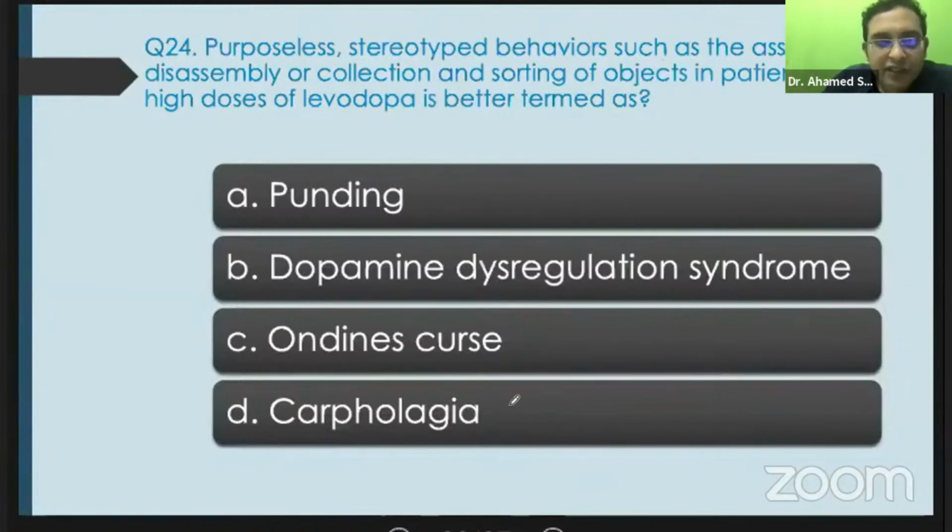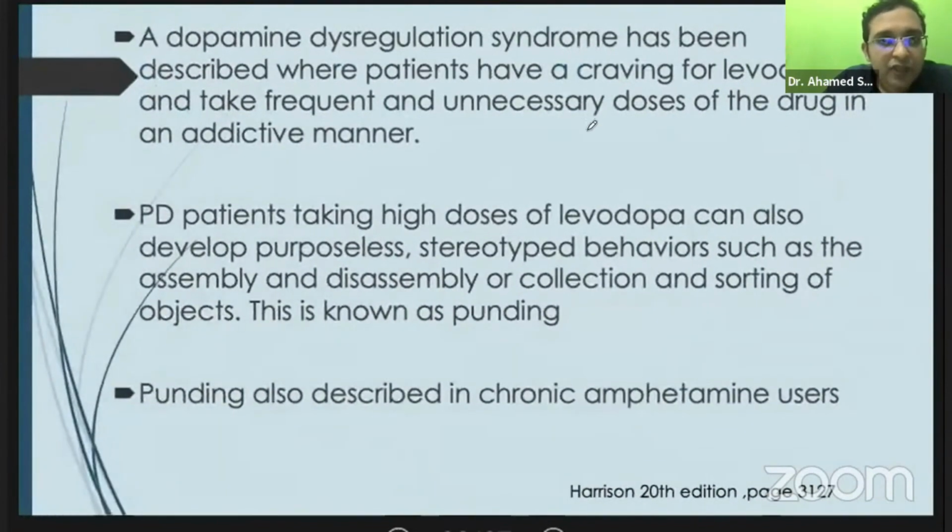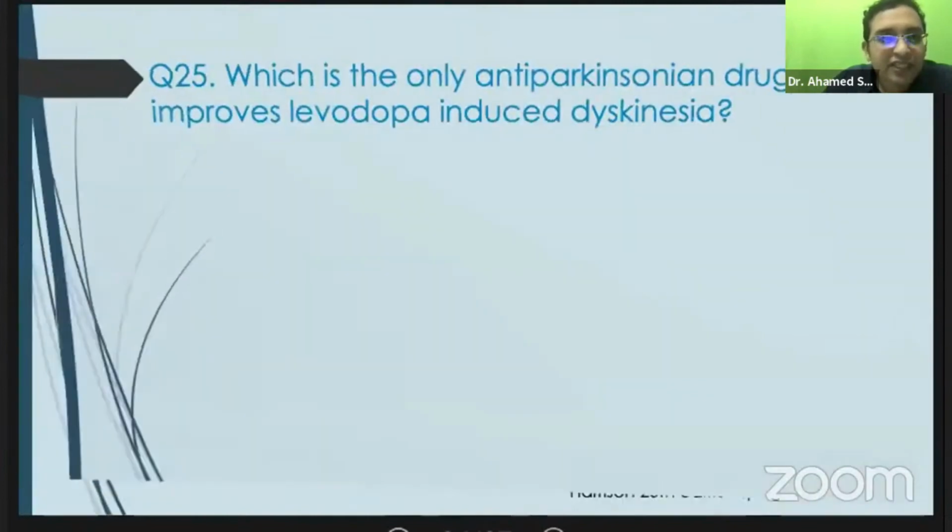Carpal tunnel is associated with thallium poisoning. Ondine's curse is actually a central hypoventilation syndrome. Ondine was actually a nymph, the German story, you must be knowing. Central hypoventilation syndrome, PHOX2B gene, and all. Dopamine dysregulation syndrome is another dopamine-related syndrome. All these are there in Harrison.